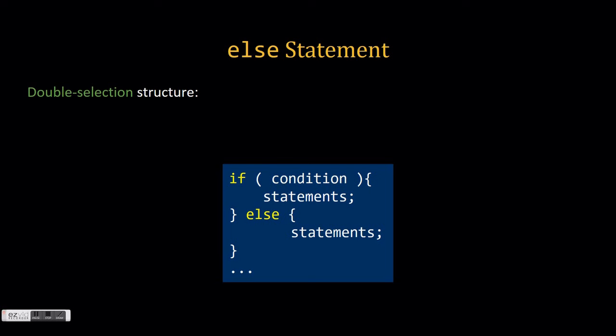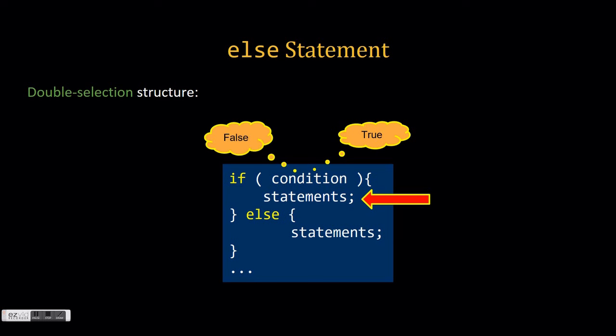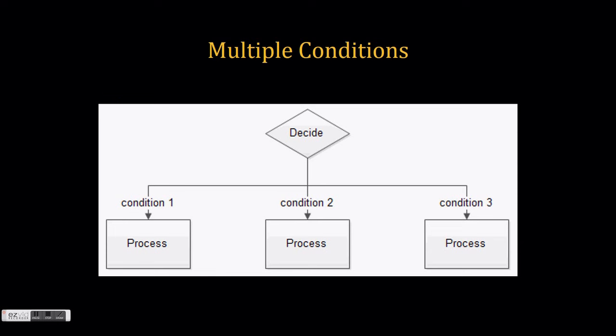So this is the syntax of the else statement. So you have your condition, and we're saying if the condition is true, then we want to execute statements. However, or otherwise, if the condition is false, then we want to execute the statement within the else block. Okay, so yeah, this is just how to use if and else to pick and choose the code that you want to execute.